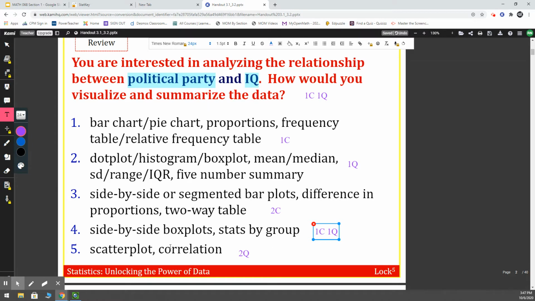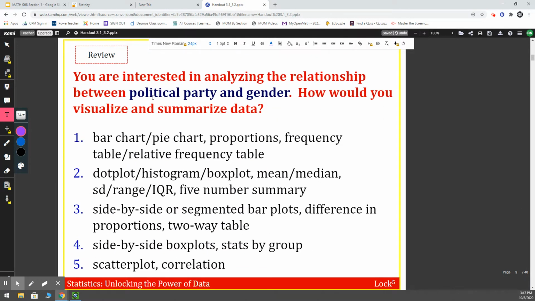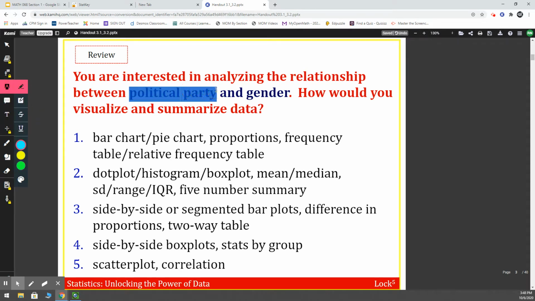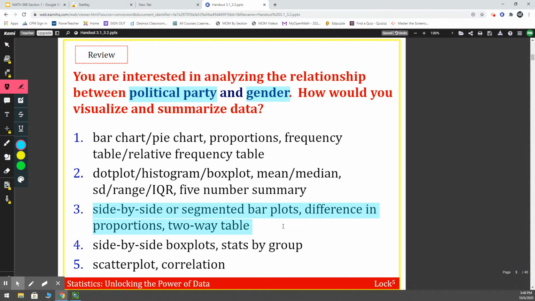Knowing these by heart is really a great skill within the very beginning lessons here. Similar question, but now we have political party and gender. Political party is a C value, categorical. Gender is categorical. Go back down that list we just made, and when we talked about two categoricals, we were doing side-by-side segmented bar plots.